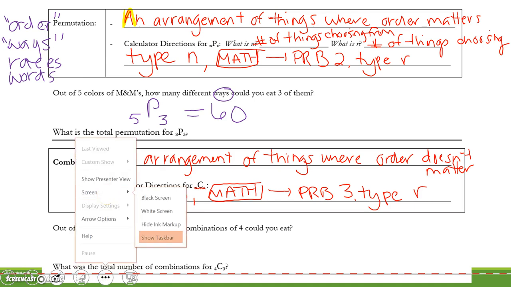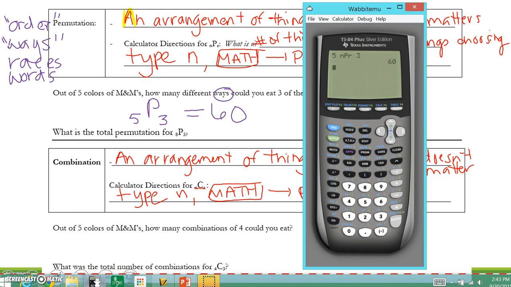Then it says, what is the total permutation for 8P3? That one's already written out for me. So I just get my calculator and I do 8, hit math, go over to PRB, hit number 2, and then type in the 3. And I get 336.